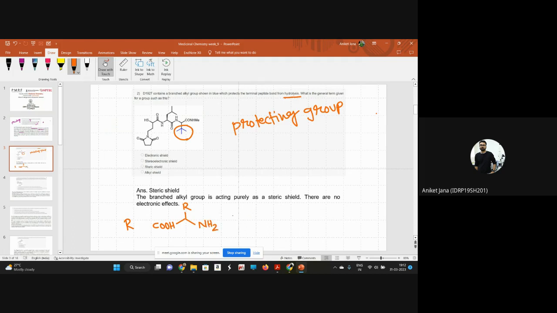Okay, this is the general formula for the amino acid, right? The R may be various substituents depending on the structure of that amino acid. So, how is a peptide bond formed? This is an amino acid, and the amide. This is the C terminal of another amino acid. Suppose this is a different amino acid.